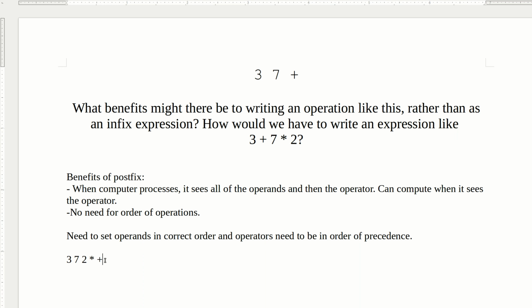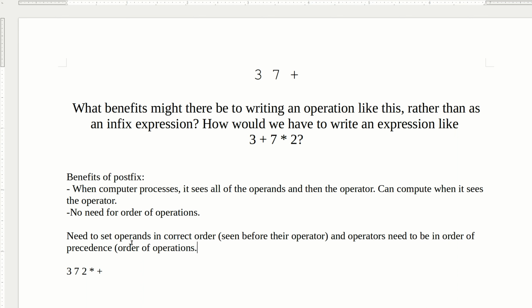So the operands need to be in the correct order so that they're seen before the operator, and the operators need to be in the correct order of precedence, order of operations, built into the expression. And how you go about that and how you can process a statement like that, you will dig more into as you look at B if you have not finished it, and in particular at C for the postfix activity today.